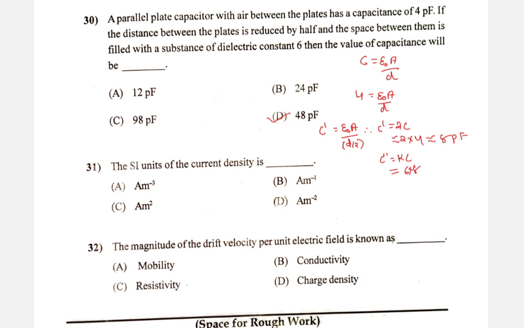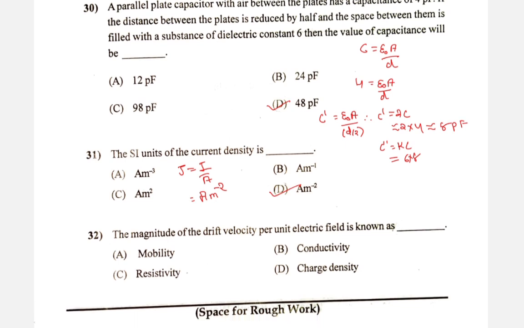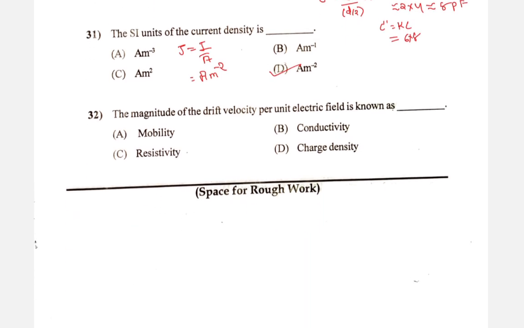Then next, the SI unit of current density. Current density J is equal to I by A. So the unit is ampere per meter square, ampere per meter square, option D. Next, the magnitude of drift velocity Vd per unit electric field is known as mobility mu, option A.